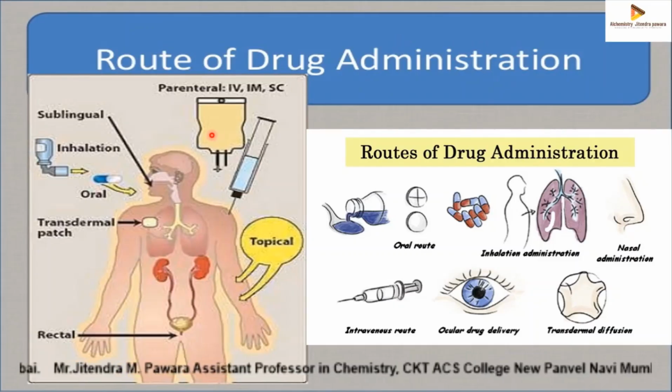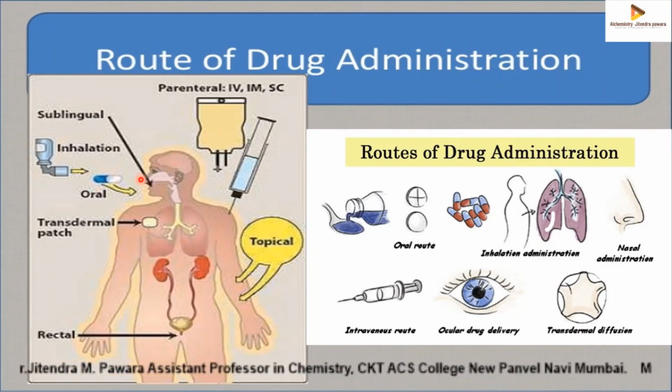Then the next point is routes of drug administration. There are 4 to 5 routes by which you can take the drug. First one is oral route, so you can take the drug by oral route or inhalation. Then the second one is parenteral route. In parenteral route you are taking the drug by injection, IV, IM or SC.